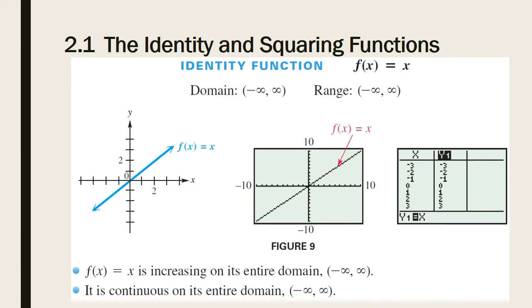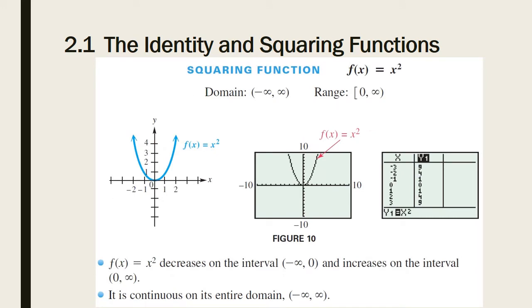Okay, we're going to be looking at a few functions. This is the identity function. The identity function is just f of x equals x, and it's a diagonal line. As with any line, the domain and range are both all real numbers. You see their graph, both hand-drawn and on the calculator, and then what the values look like in a table. The function is increasing over the entire domain and is continuous.